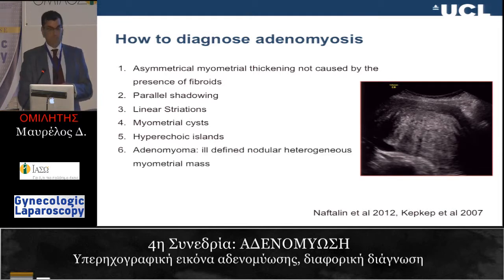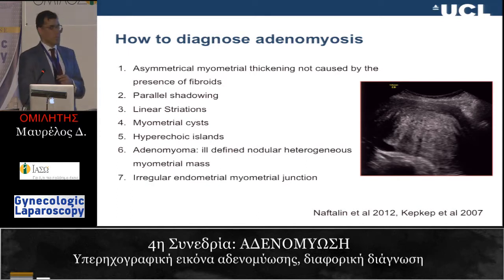You can get distinct adenomyomas. This is a more focal pathology. The rest of the myometrium looks normal. And I showed you an example of an irregular endometrial-myometrial junction through the migration of endometrium into the myometrium.